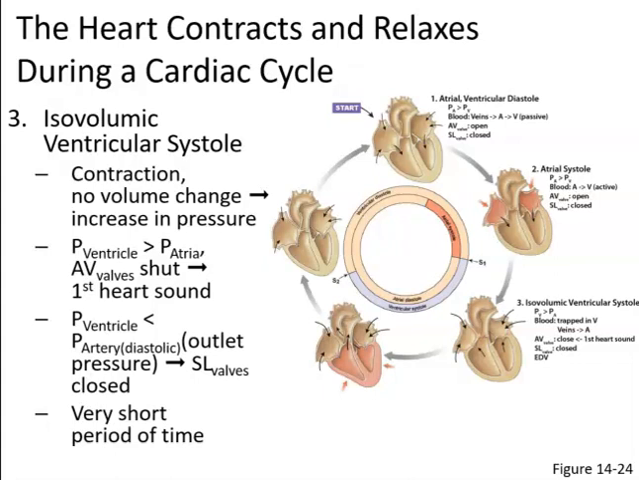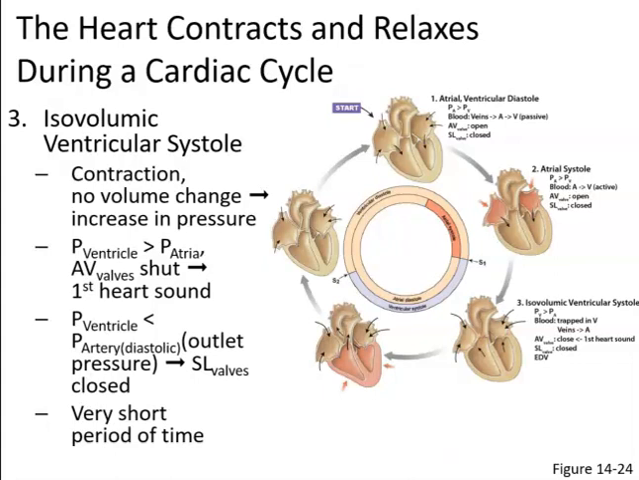So we say the outlet pressure, the outlet being the valves on the outlet of the ventricles. These are the semilunar valves. The outlet pressure is still greater than the pressure in the ventricles, so the SL or semilunar valves will remain closed. Okay?